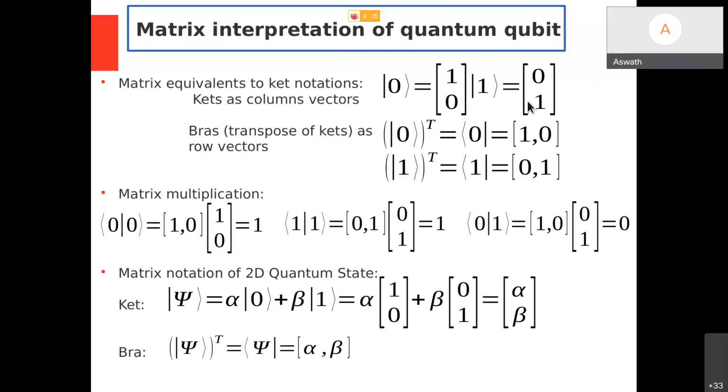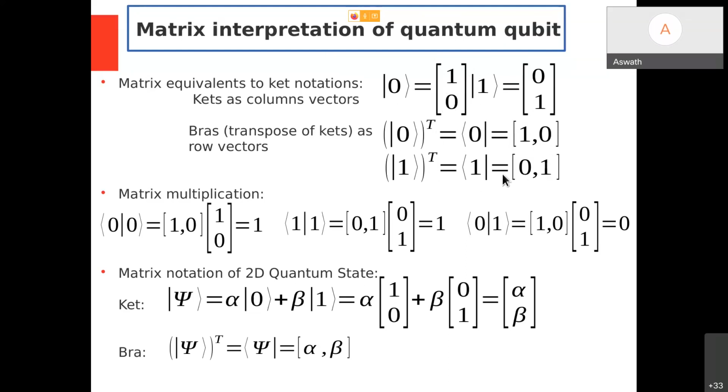Now, if I have that kind of interpretation, let's see what is the corresponding transpose of this 0 ket. Obviously, it is a row vector. A column transpose is a row vector. Similarly, the 1 ket transpose is the row vector 0 1.